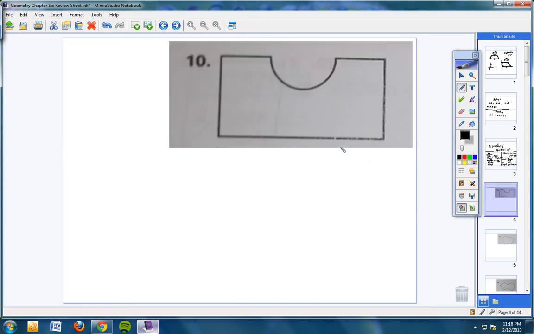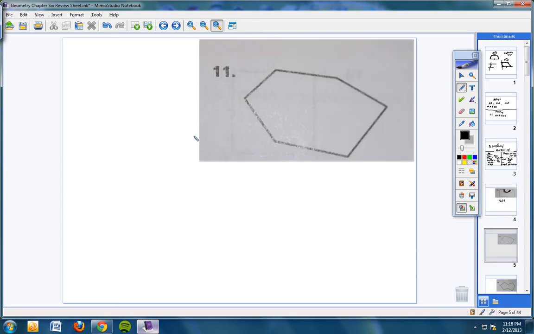Okay, here we go. Problem number 10. Let me very quickly turn in my book to page 343. And let's start with number 10. Okay, is this a polygon? If so, tell what type it is. This is no. It is not a polygon because it has a curved area right there. So no.